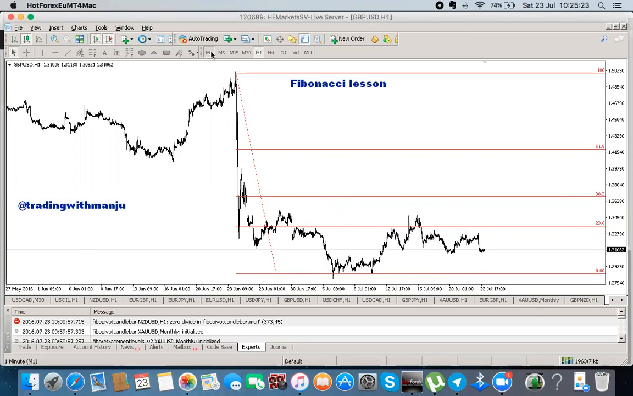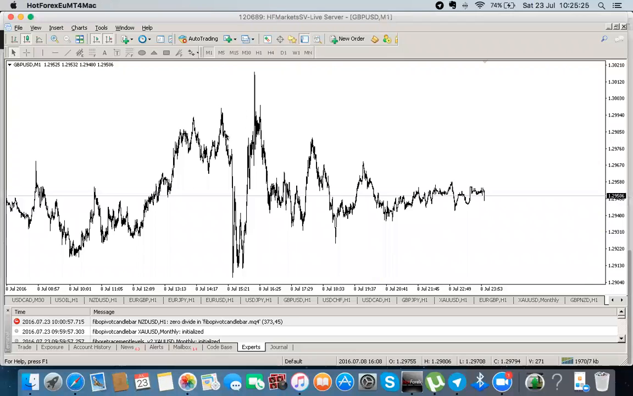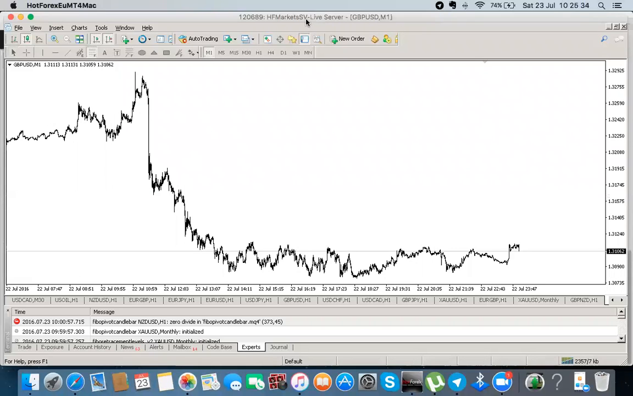Any time frame. If you go for 1 minute chart, you will see the chart pattern there, and you can draw Fibonacci on the 1 minute chart as well. If you want to scalp, or if you want to trade for like 5 to 10 pips, 20 pips, you can use that as well.